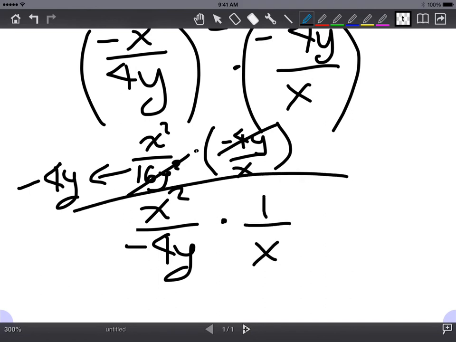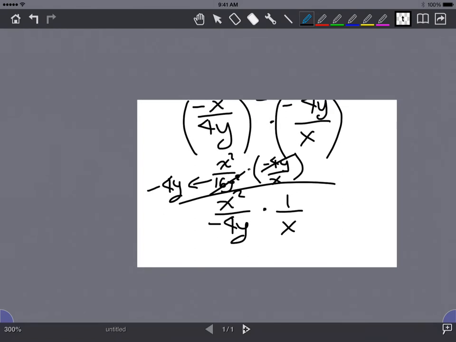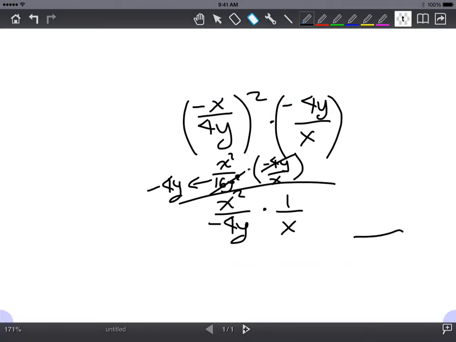Now, if you don't understand what I did here, what I basically did was I saw that there was a common factor in the numerator of this fraction and the denominator of that fraction, and I just divided both of those by that same common factor. So if you don't understand that, I'll quickly show you that on the side here.